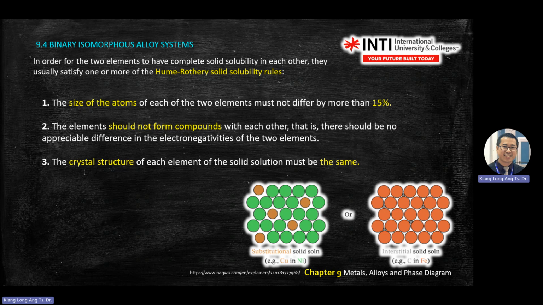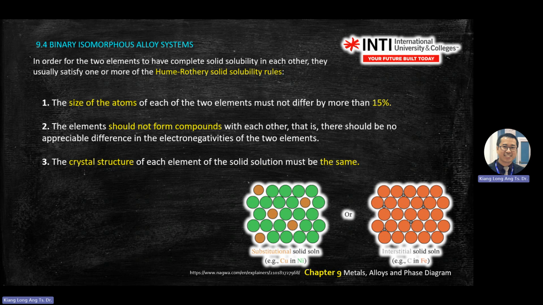How can chemical reaction happen? Because of the electronegativity between the two elements. Third one, crystal structure must be the same. If the crystal structure is not the same, then it's like Lego bricks. You cannot form a similar shape. Then if you cannot form similar shape, there will be a gap between the two elements. So these three are the Hume-Rothery rules.